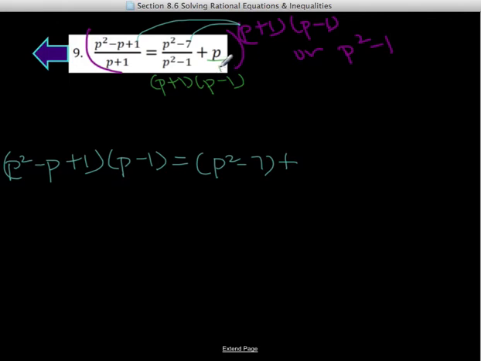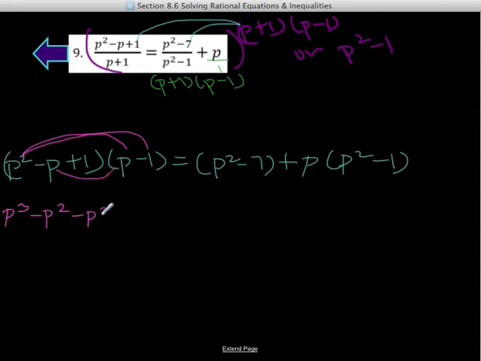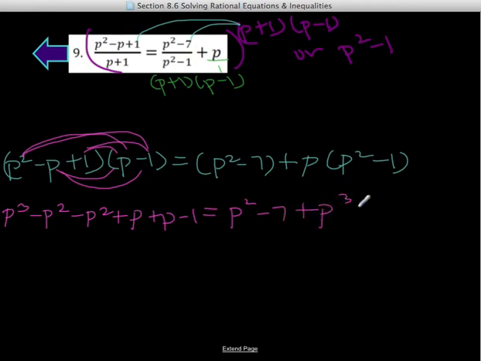now I have P over 1. So nothing will cancel, so I'm going to write it as P squared minus 1 because that's the FOILed form of it, so I have P squared. Now I'm going to go ahead and distribute. I would have P squared times P, which gives me p to the third minus p squared minus p squared plus p. Now I'm going to do the last piece, this times this, so plus p minus 1 is equal to p squared minus 7 plus p to the third minus p.